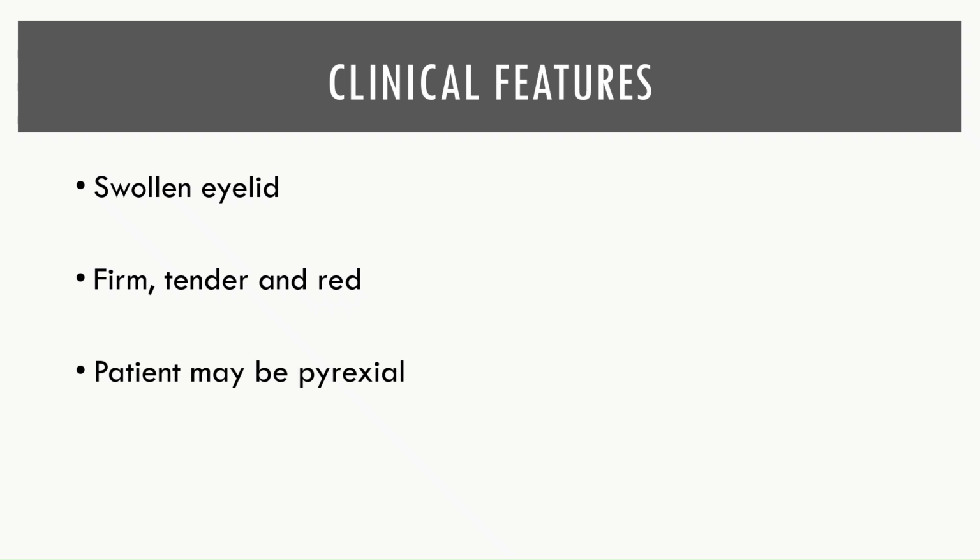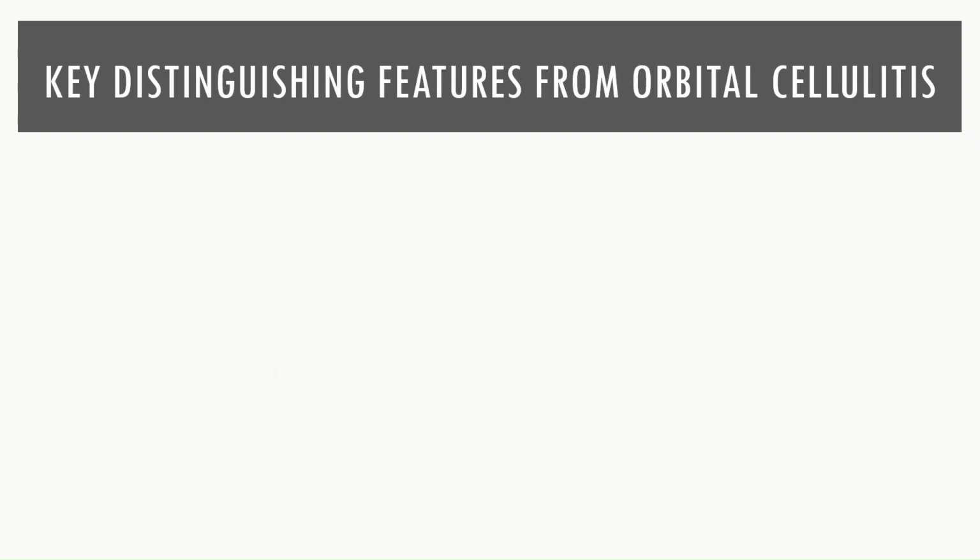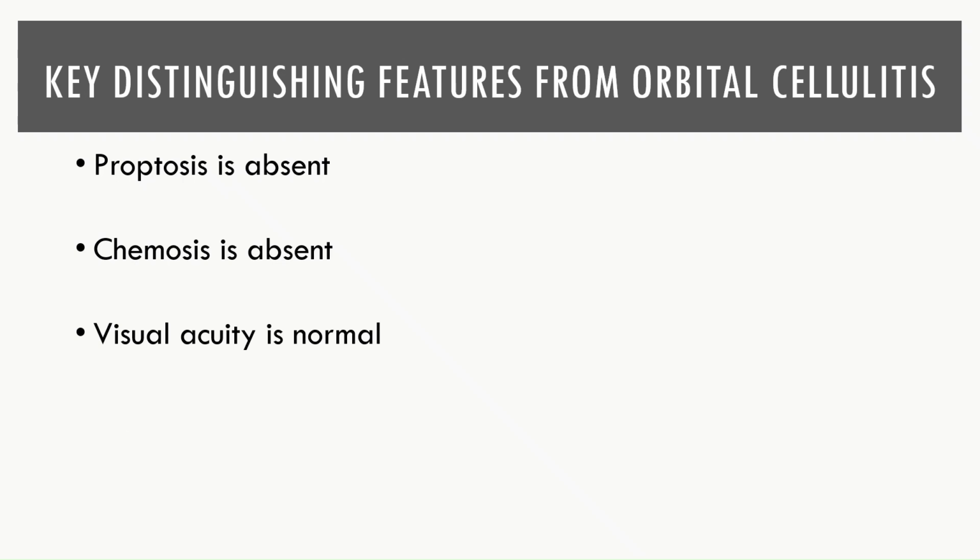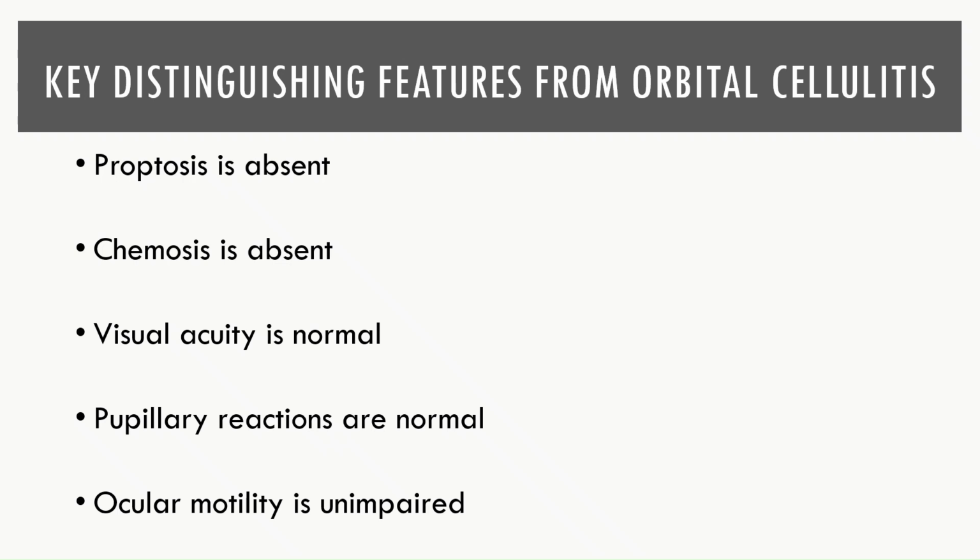Clinical features. Clinically, preseptal cellulitis presents with a swollen, often firm and tender red eyelid. The patients are frequently febrile. Key distinguishing features from orbital cellulitis. Unlike orbital cellulitis, preseptal cellulitis does not cause proptosis or chemosis. Visual acuity is normal, pupillary reactions are normal, and ocular motility is unimpaired in preseptal cellulitis.